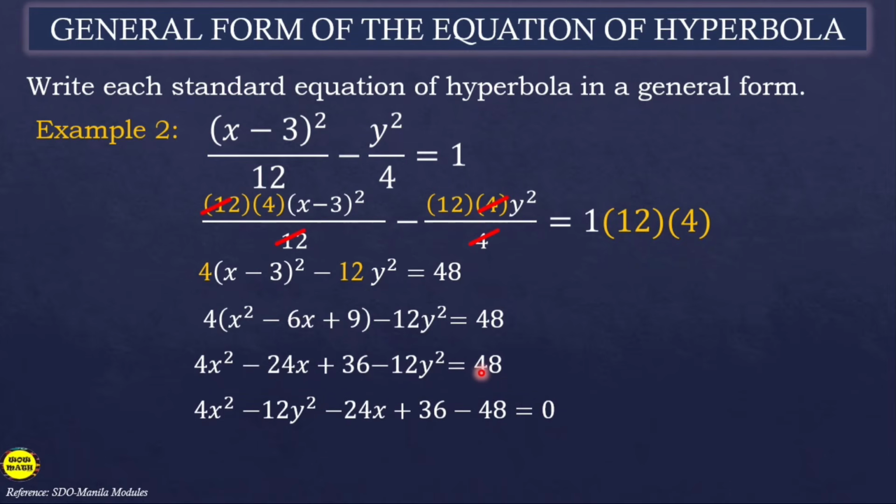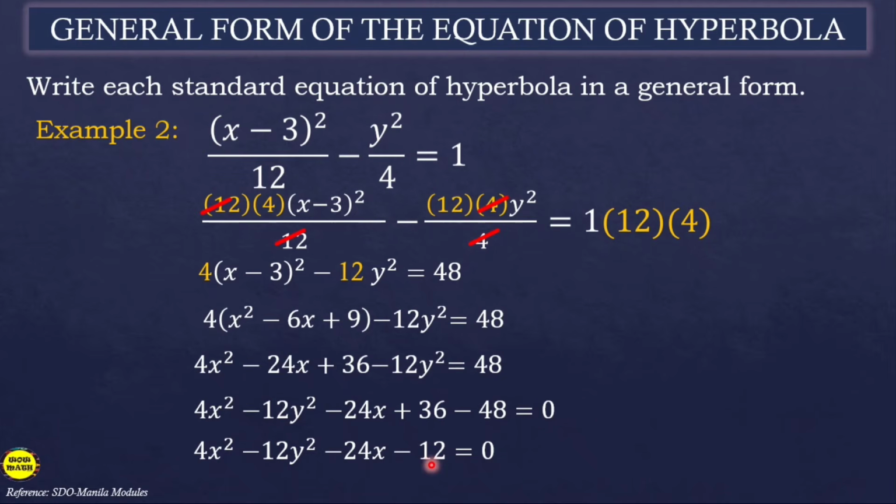And then, copy the sign, combine all the constant terms. So, copy 4x squared. Then, copy negative 12y squared. Copy negative 24x. Copy, we are going to combine 36 and 48. Since 48 ay manggagaling sa right side, so maging negative. 36 minus 48, the answer is negative 12.